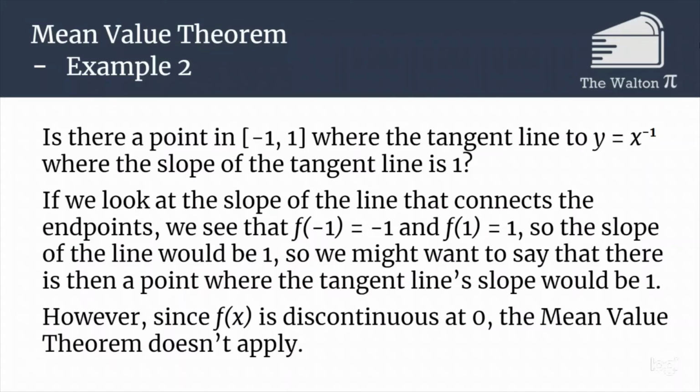So because it's not continuous from negative 1 to 1, the mean value theorem does not apply. And so it does not guarantee that there is a point where the slope of the tangent line is 1. And it turns out there isn't a point where the slope of the tangent line is 1.